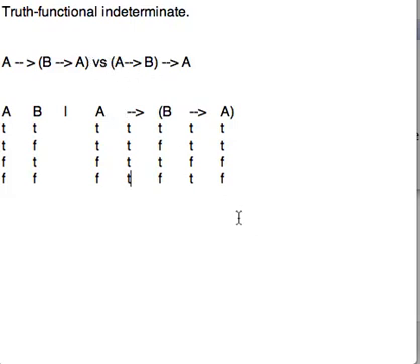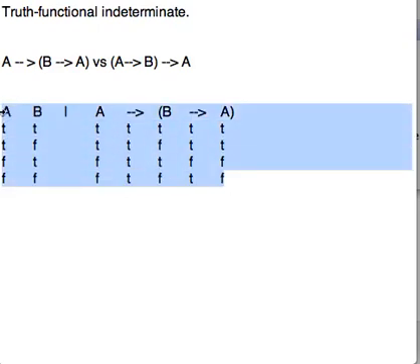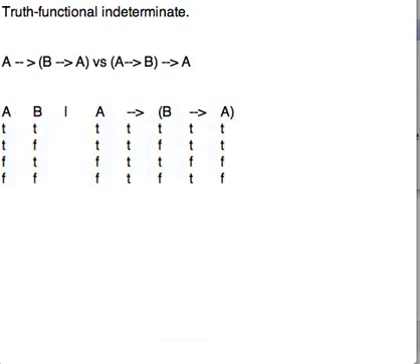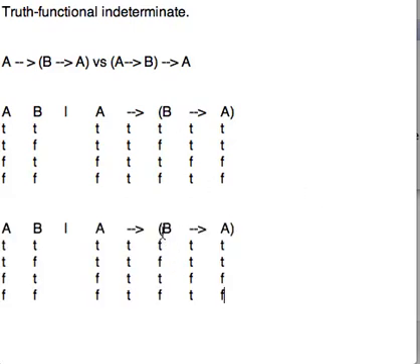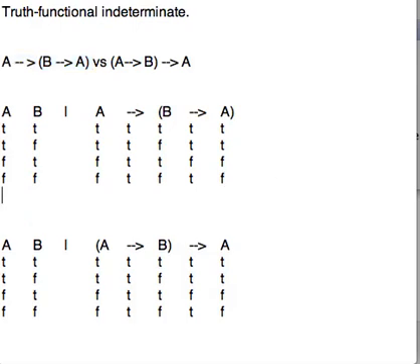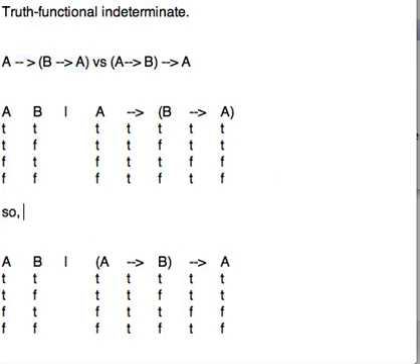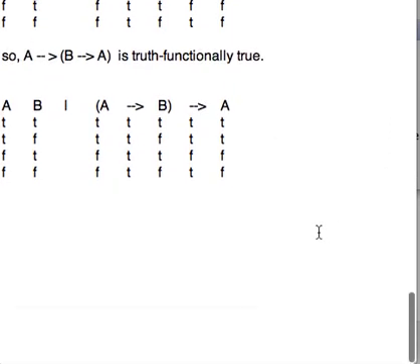But let's look at this sentence right here. So let me just copy this table and be efficient. Here, instead of having the parentheses around the second conditional, we're going to have it around the first one. Let me just quickly make a note here. Is this truth functionally true? Okay, but now we're looking at a different sentence, right? Where the parentheses are around the first material conditional.